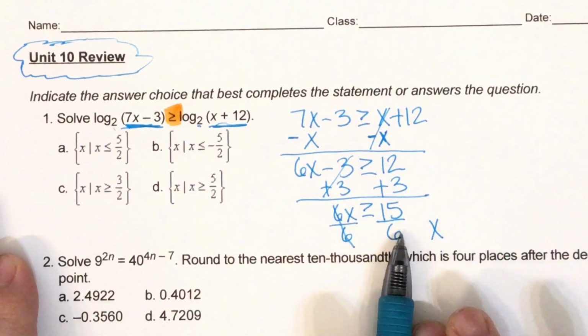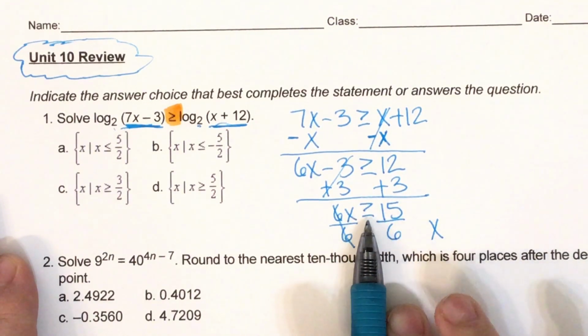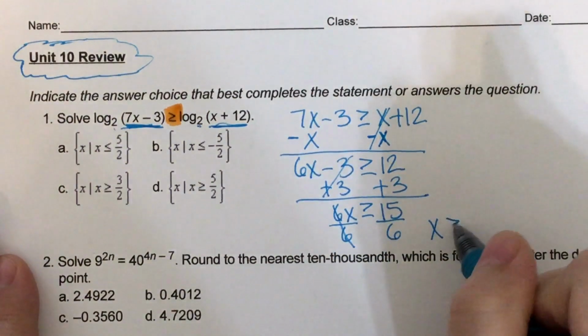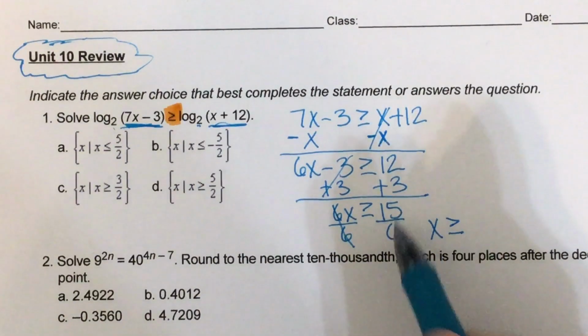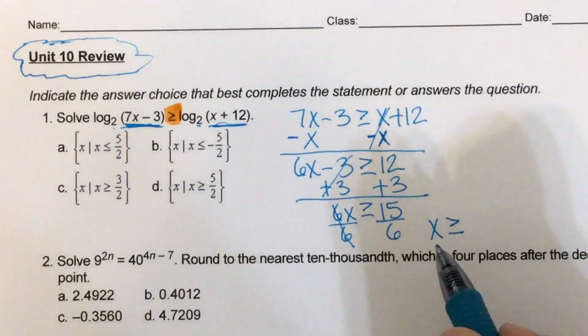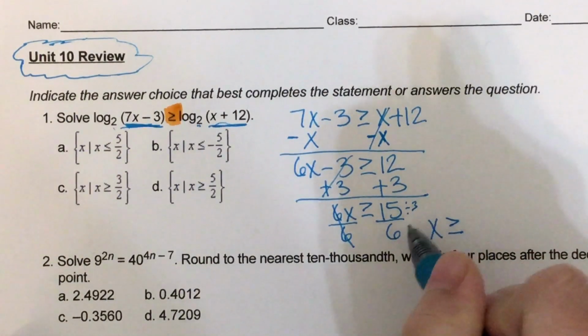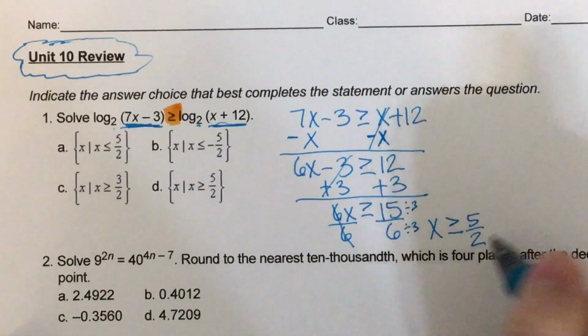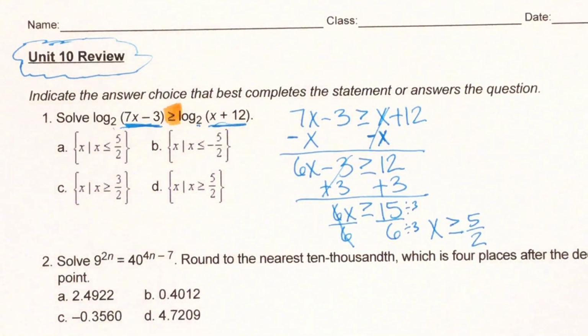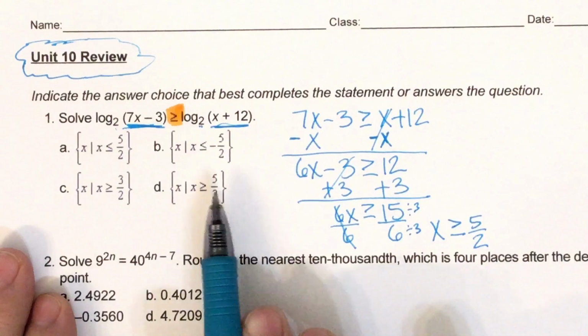And if I would have divided by a negative, this inequality sign would flip, but I didn't, so the inequality sign stays the same. And then I can reduce this. I can divide both of those by 3. So if I divide both of these numbers by 3, I get 5 halves. Okay, so I know that this answer is over here.